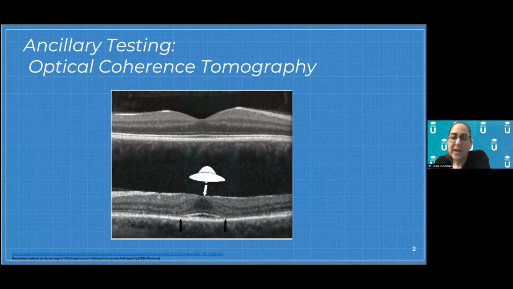Plaquenil toxicity. So what happens is, here's our neurosensory retina, looks fairly normal. If you look very closely at where these black arrows are pointing, what you're going to notice is that there is attenuation or loss of the photoreceptors all over here and all over here. This is actually normal in the center here. This is the photoreceptor integrity line. This is where the cones are densely packed.